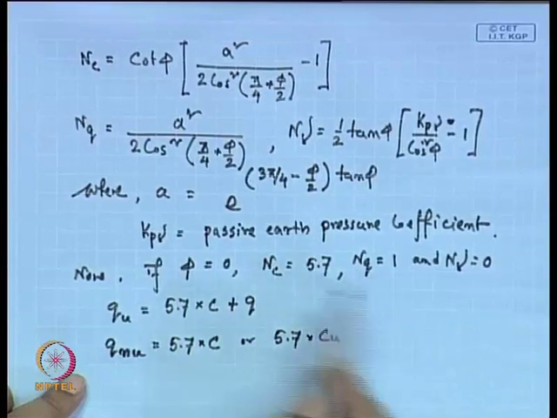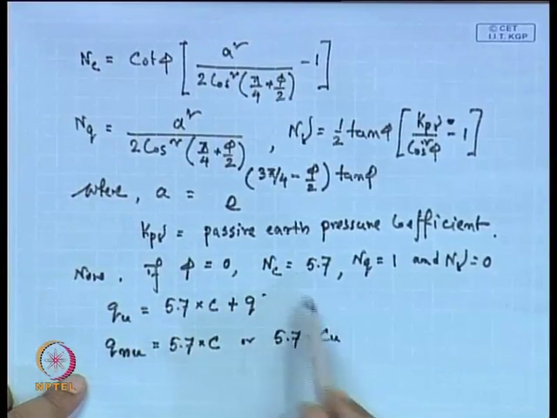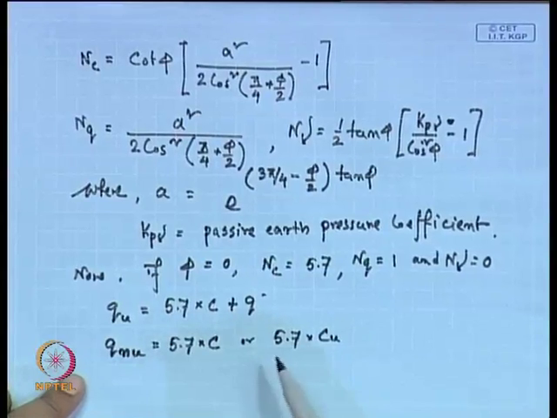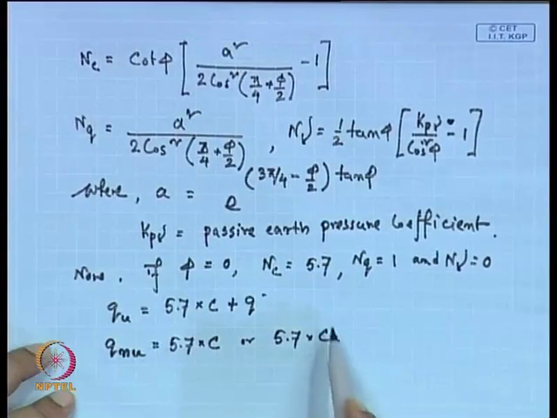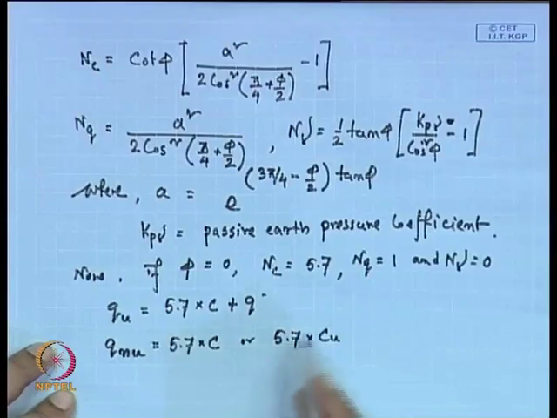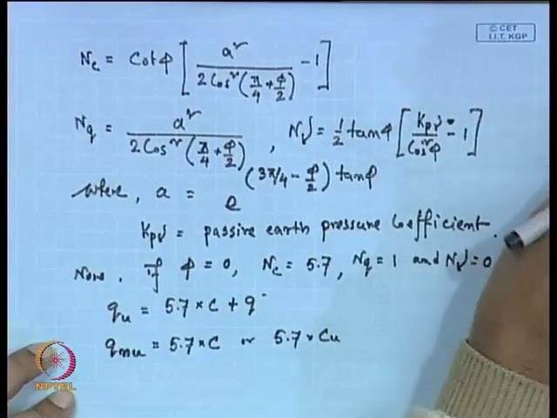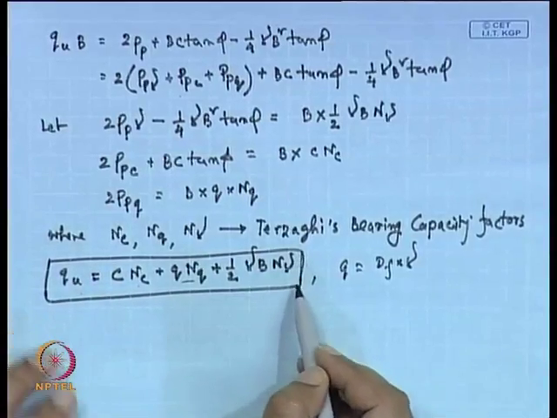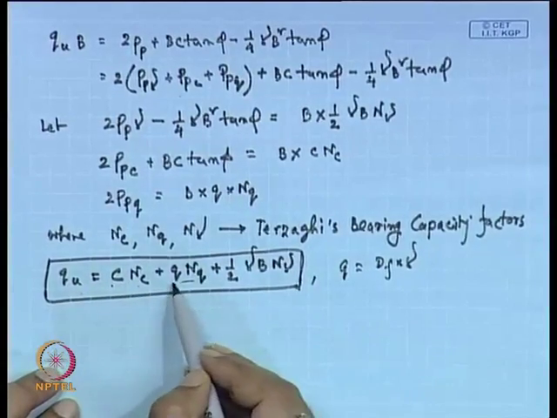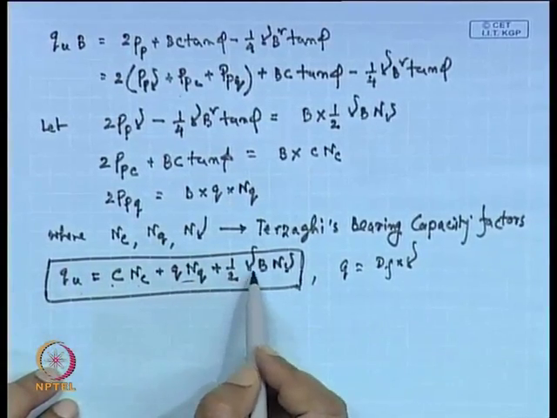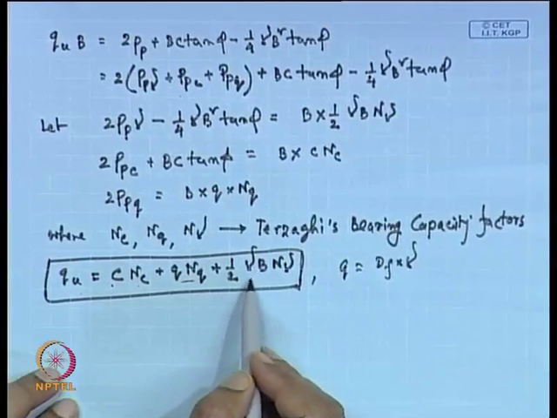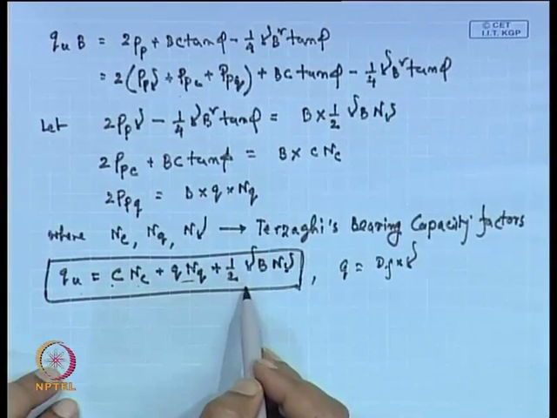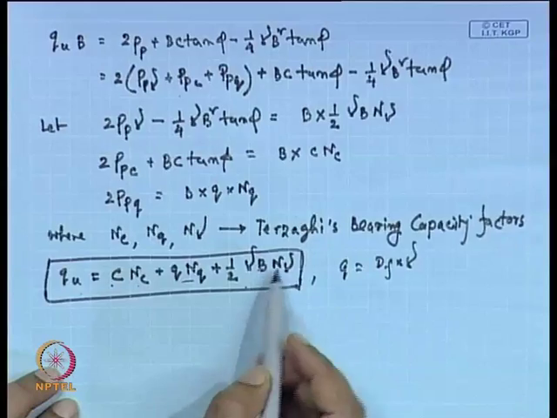So, now by using this expression, we can determine the load bearing capacity of this soil or this foundation. This is the basic expression. Here C, Q, gamma, B: gamma is the unit weight of the soil, and B is the width of the foundation.